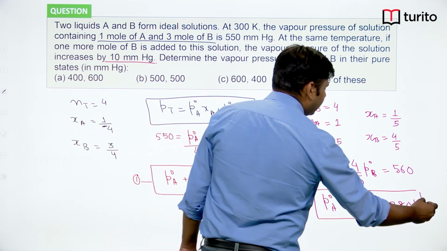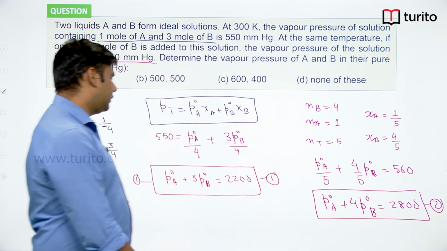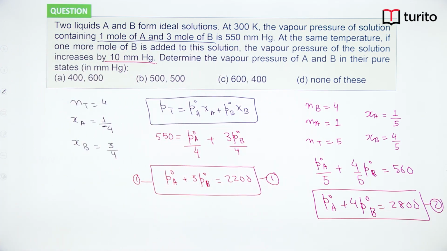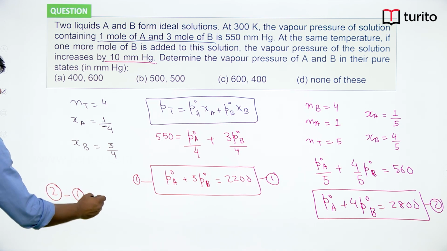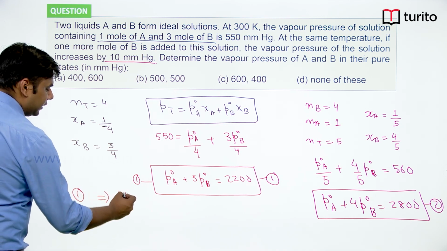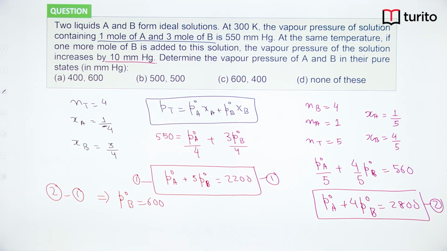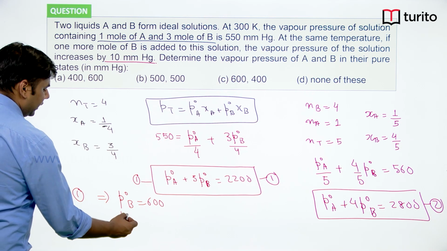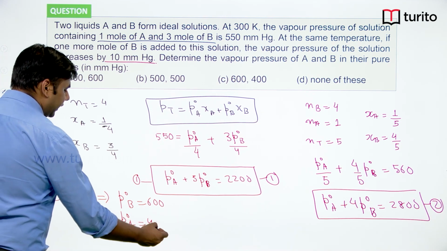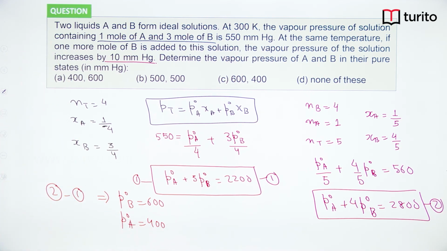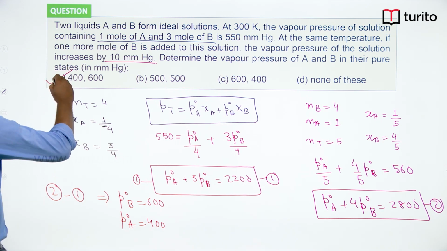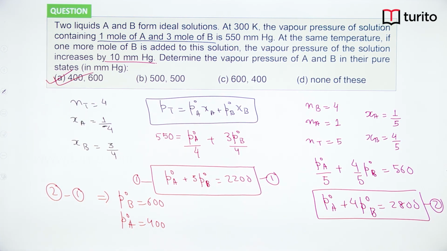So obviously there are two equations, two unknowns. So just subtract 1 from 2, and we will be left with only P naught B. So P naught B will be 600. Then just plug the value of P naught B into any of the equations, and we will get the value of P naught A as 400. Okay, so the answer would be 400 and 600. So, a straightforward question. It was asked in NEET.